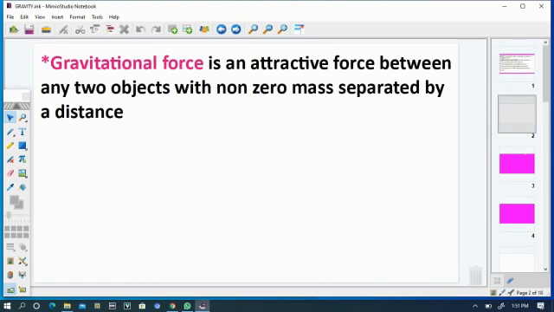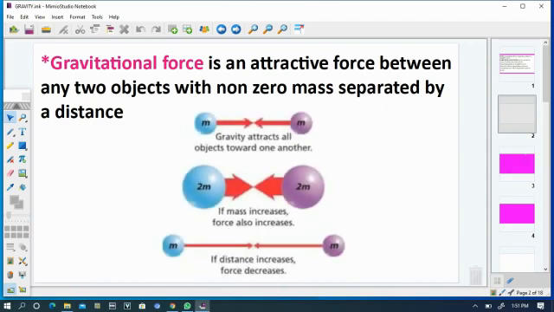Gravitational force is an attractive force between any two objects with non-zero mass separated by a distance. Gravity attracts all objects towards one another. If the mass of objects attracted to one another increases, the force of gravity also increases. If the distance between the two objects that are attracting each other increases, the force of gravity decreases.